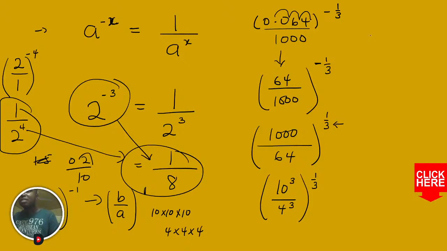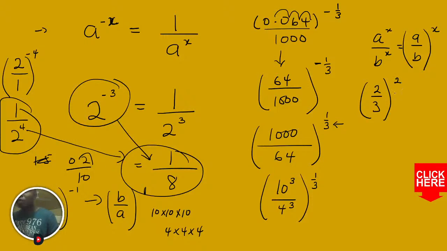And that principle basically says, if I have a raised to the power x over b raised to the power x, it is the same as a over b all raised to the power what? X. Okay, which means that if I have 2 over 3 raised to the power 2, or index 2, or exponent 2, it's the same as 2 raised to the power 2 divided by 3 raised to the power 2. Okay, so it's the same principle we are going to apply, but in this case we are not actually going to change it to this, but we are reversing it.